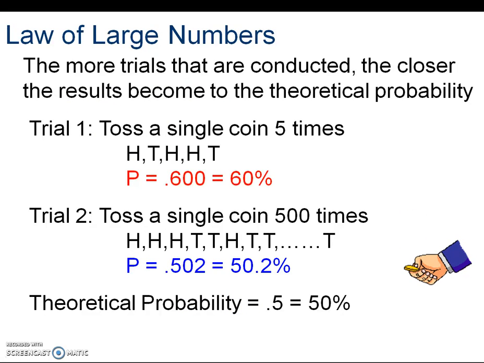Now, the law of large numbers says that as we get more and more numbers, the closer and closer you are to the probability. If you toss a single coin 5 times, you might get heads, tails, heads, heads, tails, which actually gives you 60%. But as you get more possibilities, let's say 500, you're going to get a probability closer to 50%, which is the theoretical probability.